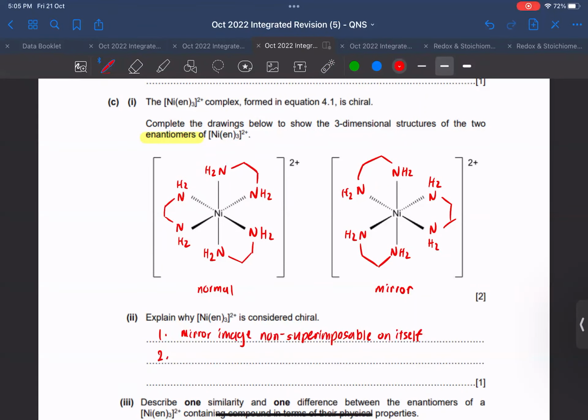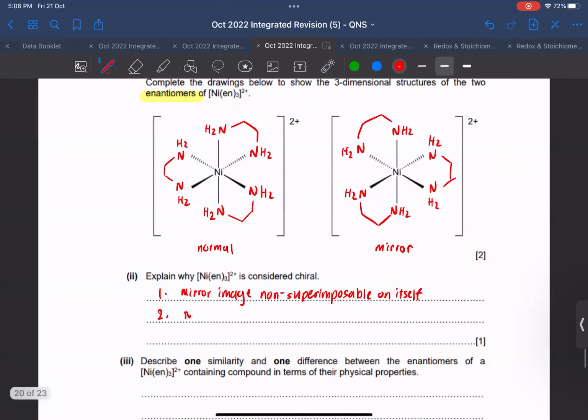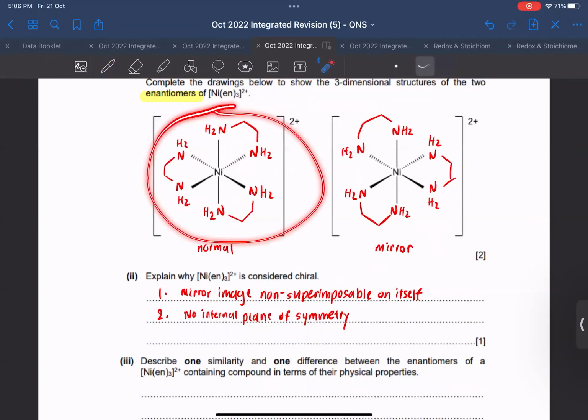So why is it considered chiral? You just have to fall back onto this. The reason why it's non-superimposable is again because they all exist in different planes. You can see the three different bidentate ligands exist across all the different planes. The second one that you can also discuss is no internal plane of symmetry. Now you don't need both. As long as you have one point, you can get a mark already. Again, it does look symmetrical, but because they're all existing across different planes, it's actually not symmetrical internally.